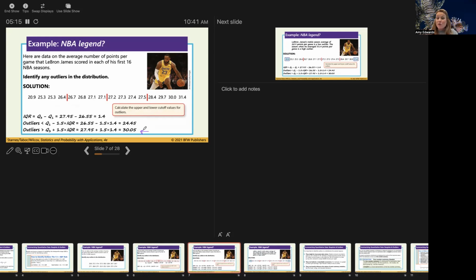So this gives me a range. Any numbers in between 24.45 and 30.05, they're not outliers. But if we have a number below 24.45, which we do, 20.9, it's an outlier. So that no longer is my opinion. That's a fact. It's an outlier. Now, 30.05 is our upper bound. If I look up there, ooh, he had a game where he had 31.4. Is it above 30.05? That one's an outlier too. Again, not my opinion anymore. It's a fact. I've proven it. Okay.